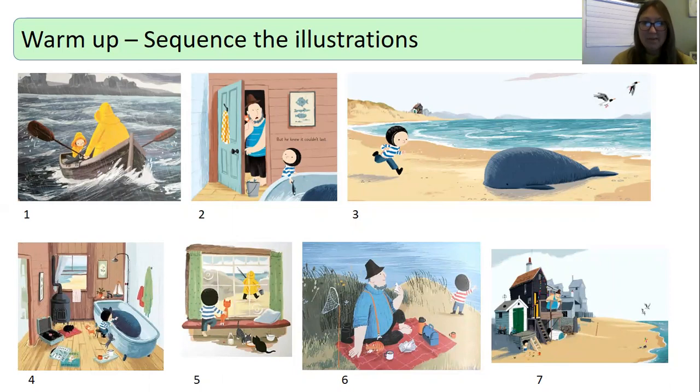Let's start with our warm-up today. You will see 7 illustrations on the screen. But hold on a second, they're not in the correct order. That picture didn't come first. That picture wasn't last in the book. I think I'm going to need your help to put them in the correct sequence.